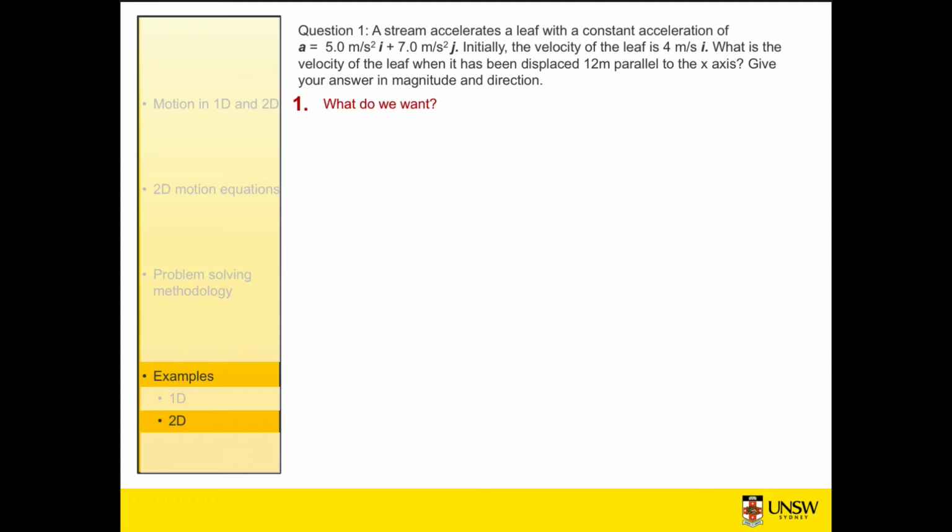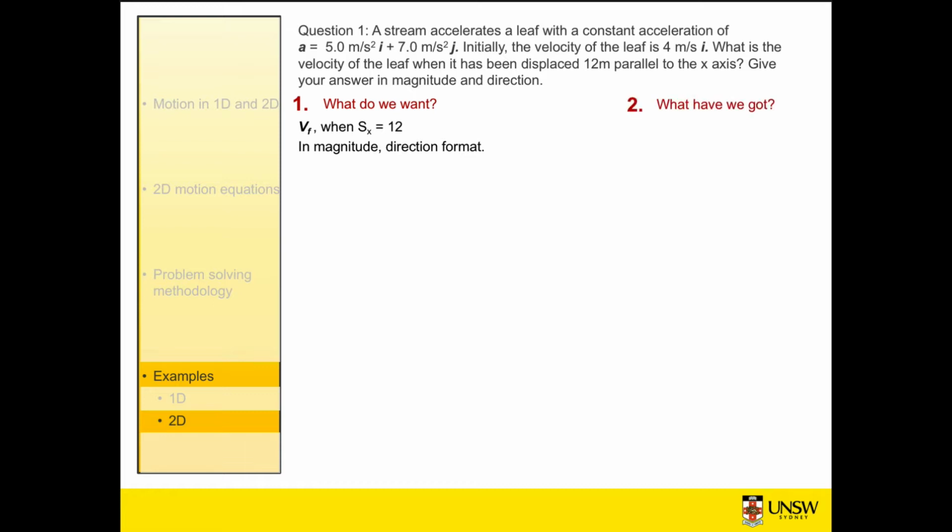So the first thing we do is find what it is that we want. What's the question asking us to find? It's asking us to find the final velocity of the leaf when the displacement of the leaf equals 12 meters in the x direction, so when Sx equals 12. And it's asking us to find it in the magnitude and direction format.